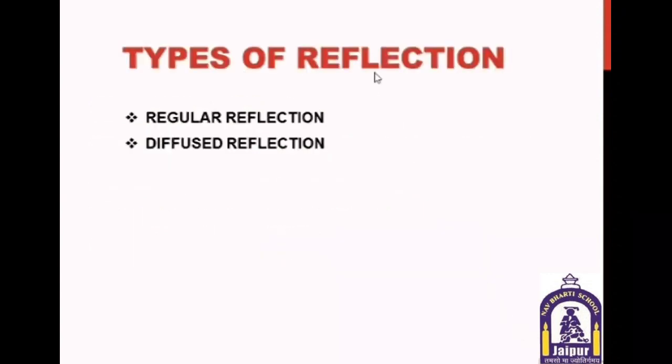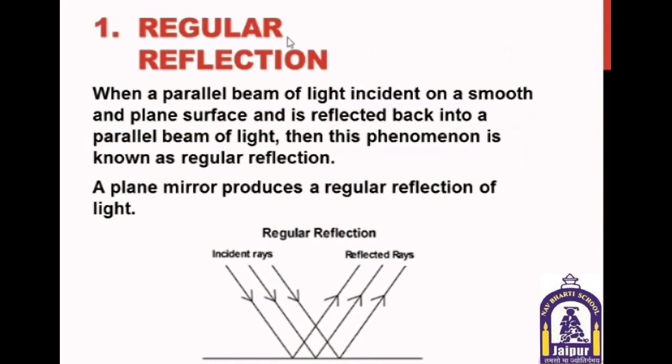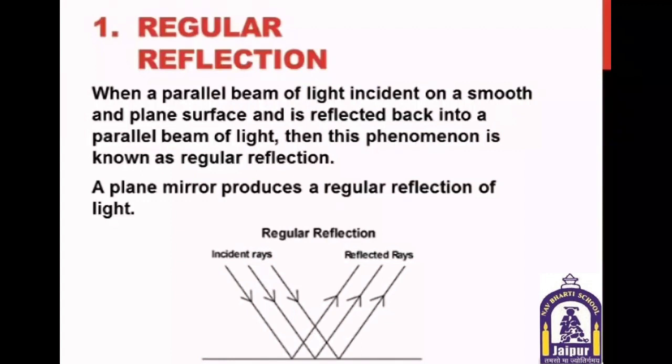Now we will study the types of reflection. We have two types of reflection. One is regular reflection. Another is diffuse reflection. You can call diffuse reflection irregular reflection also. You will understand this now. First is regular reflection. How can regular reflection be understood? When multiple incident rays fall on a smooth, straight surface, they are reflected back, and the angle of incidence is equal to the angle of reflection in regular reflection.